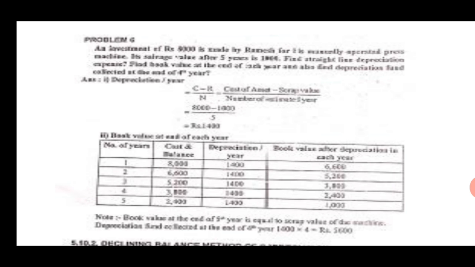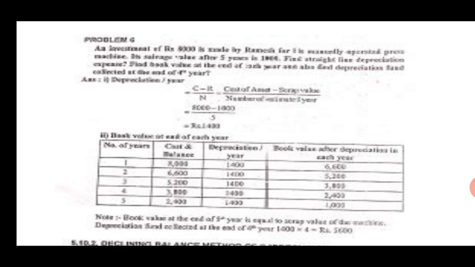The first column, number of year 1, initial cost was 8,000 rupees, depreciation for that year is 1,400 rupees. So 8,000 minus 1,400 is 6,600 rupees. This becomes the book value after year 1. So for next year, the cost and balance is 6,600 rupees. Again, depreciation for the year is 1,400. So the book value after second year is 5,200 rupees. This way you calculate for year 3, 4 and year 5.